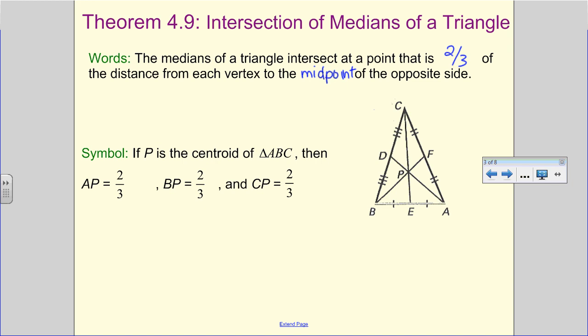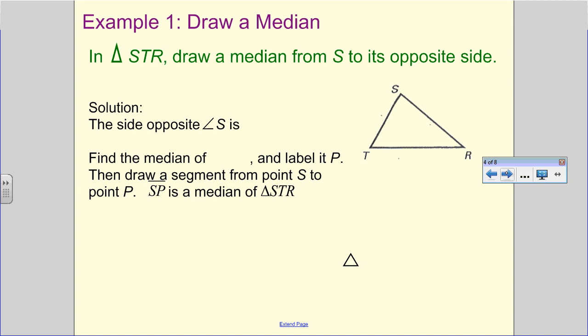So what that means in terms of symbols, if P is my centroid here, is that AP, from A to that P, is two-thirds of that whole median, two-thirds of AD. BP, going from B to P, is two-thirds of the whole median, BF. And CP, if I go from the C vertex to that centroid P, is two-thirds of CE, the entire median. And so as you can see, we're obviously going to do some math with that.